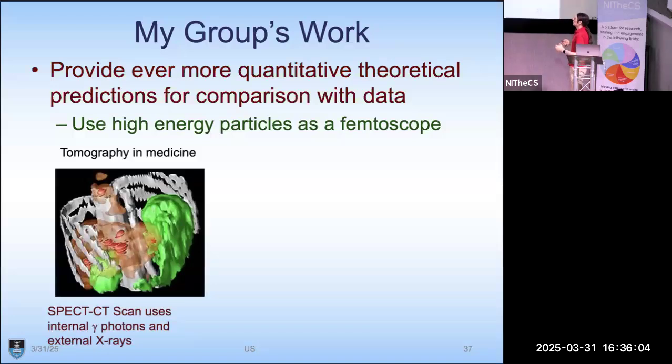In medicine, if you are able to probe some material like the abdomen of a person using a number of different tomographic probes, you can create an incredibly detailed image. Here, one is using external X-rays, so a CT scan, while at the same time, this person has ingested some radioactive material, which is then generating internal gamma rays. And you can see this beautiful picture that emerges from those measurements.